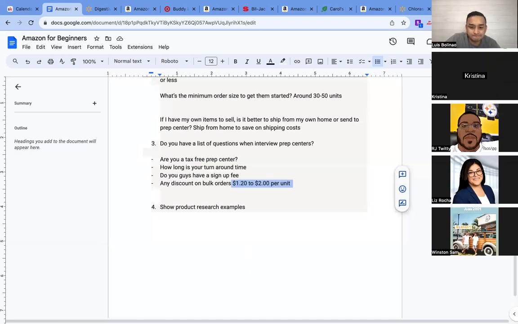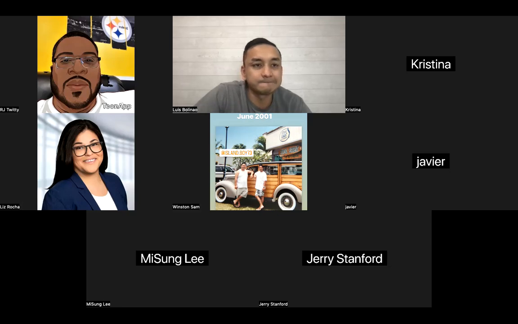For the software that you're using for your product research, is there a flat cost or is there a monthly charge? It's a monthly charge. It's pretty cheap though. Seller M is like $20 a month, and same with Keepa, it's $20 a month also.